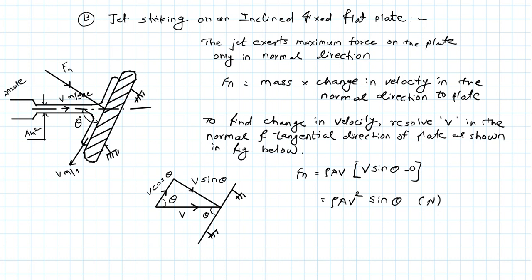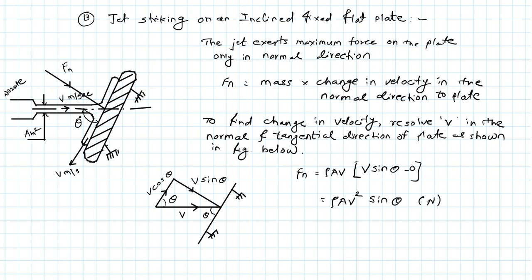So we resolve this as shown in the figure, on the inclined plate on which the jet impacts with the velocity v. We take one normal component and one tangential component. As this angle is theta, we can easily say these two lines are parallel to each other, so this angle is also theta. So Fn is nothing but mass into change in velocity. Fn is, mass is rho a v, the mass coming from the nozzle, times initial velocity minus final velocity.